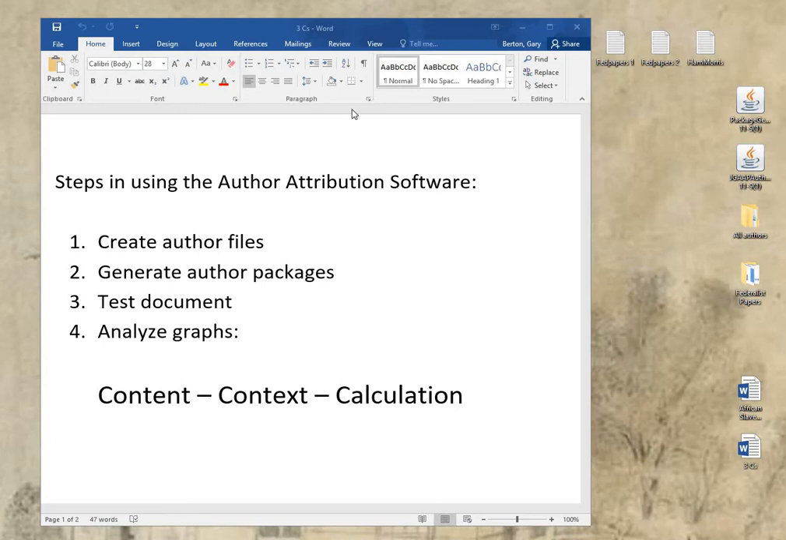Analyzing the graphs that you created in your author attribution software needs to be analyzed. And the overriding rule for this process is that you must do multiple tests with different packages of authors in order to come to a conclusion. One, two, even half a dozen tests is usually not enough to be conclusive. It gives you a strong indication, but you need to follow through on as many tests as you can.